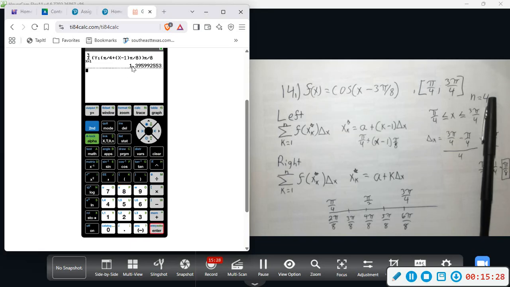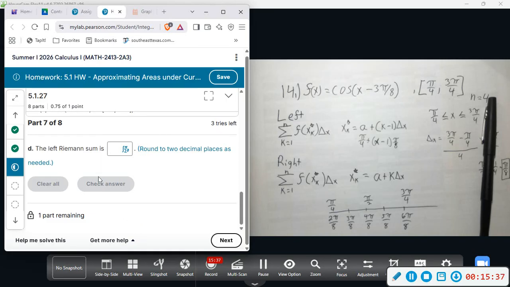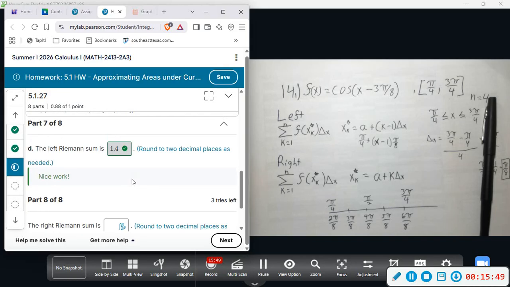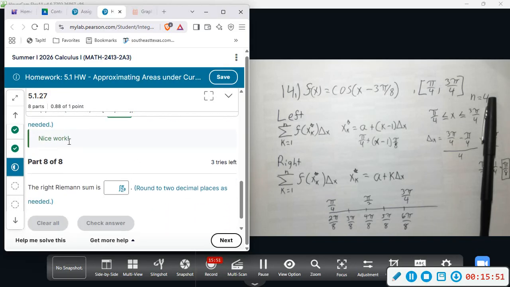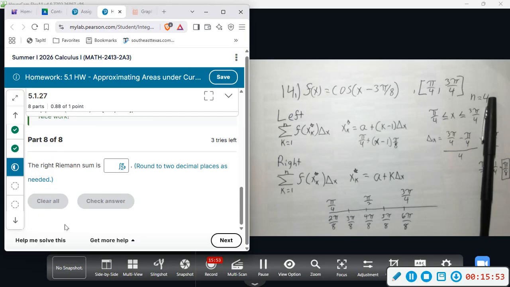and we get 1.395 rounded to 2 decimal places. That will go up, so 1.4. So for our left Riemann sum, we are getting 1.4. Okay, and it's an agreement, and now we're going to do the right Riemann sum.